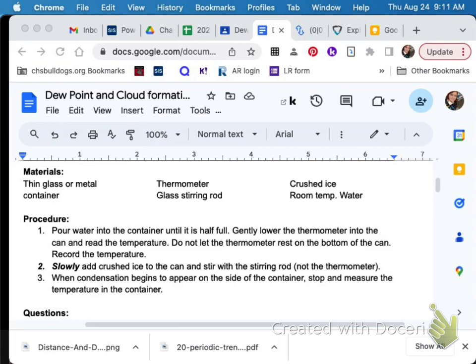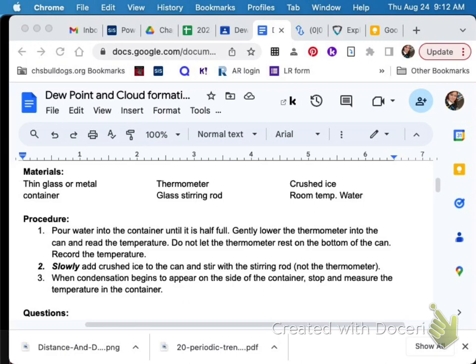Then you'll take the thermometer out and take a glass stir stick, and then you're going to add some crushed up ice to your bucket a little bit at a time and stir it gently with that stir stick, and you'll continue to add ice until you start to see condensation form on the outside of your bucket. Okay? At that point, as soon as you start to see that form, you'll stop what you're doing and take your thermometer back out and measure it.